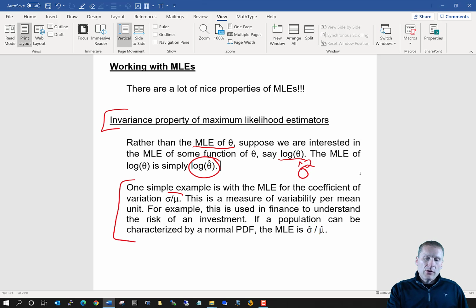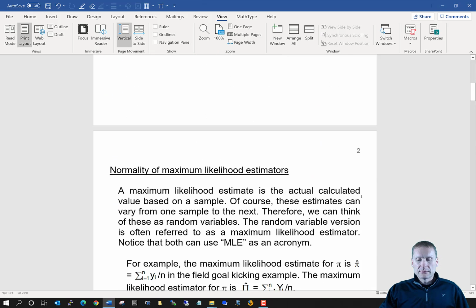So the coefficient of variation is sigma divided by mu. If you have, with respect to some probability distribution, the corresponding maximum likelihood estimates, sigma hat and mu hat, then the MLE for this coefficient of variation is sigma hat divided by mu hat. Okay.